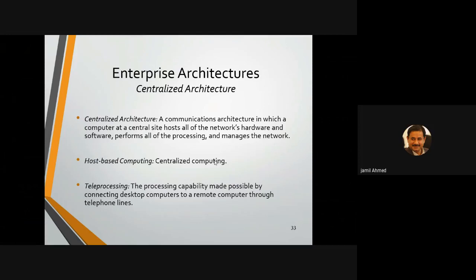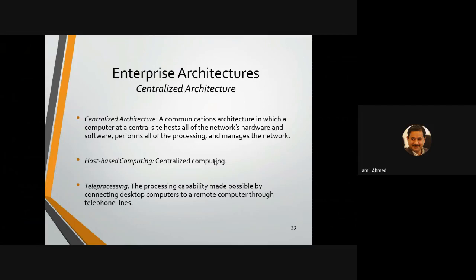So, host-based computing is centralized computing. Therefore, we can say that there is a central computer which has to cover all over the country. Meaning the central architecture has to provide access to each and every location as well.